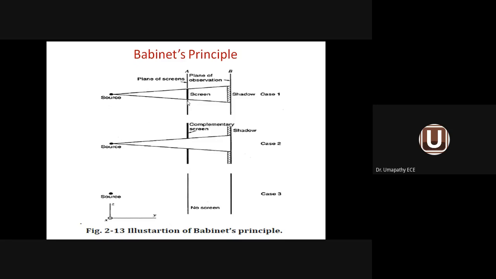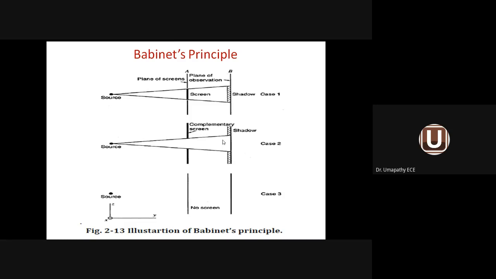So there is a screen available. I am illuminating the screen by means of a source, and I'm getting a shadow, case 1. But in case 2, I'm using a complementary screen. That means here it is open and the up and down is covered. So in that case, I'm getting the shadow like this.